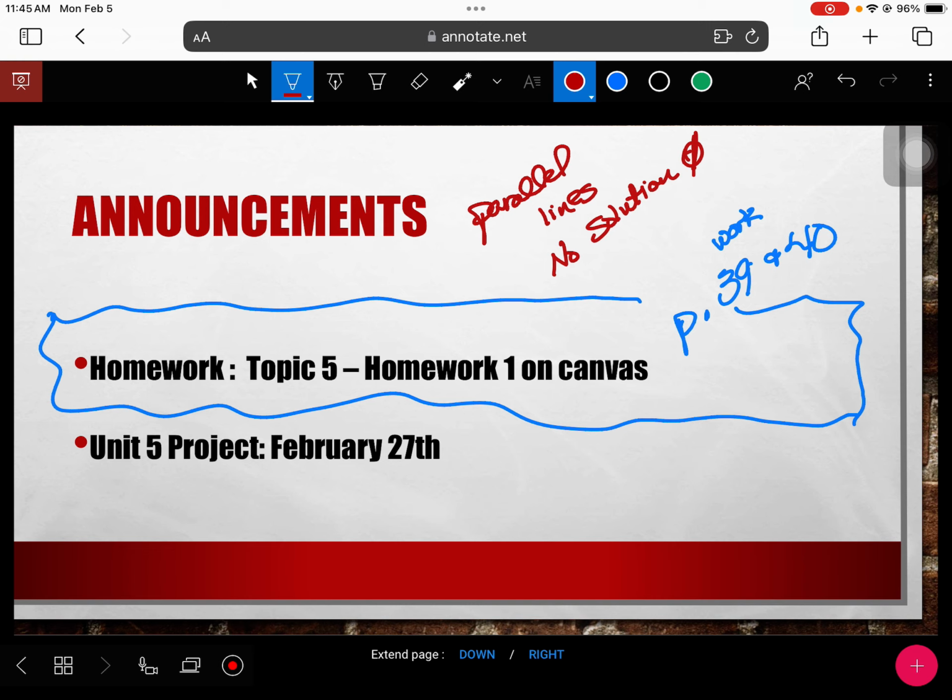I lost it. It was something profound, I'm sure. All right, I guess not. But that is the third type of line. So parallel lines, intersecting lines, and infinitely many solutions. Parallel lines, no solution.